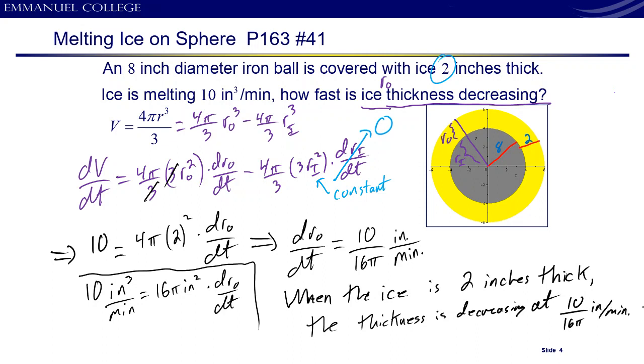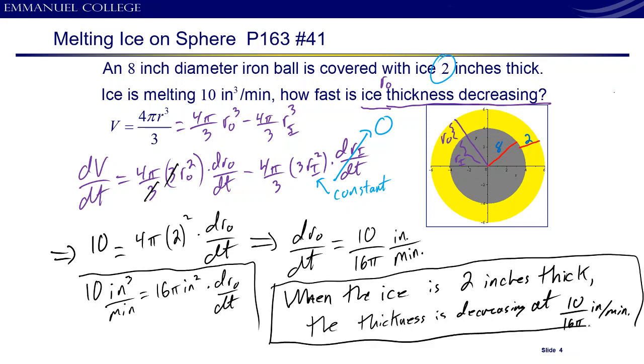All right, so this is probably the best way to answer it. When the ice is 2 inches thick, the thickness is decreasing at 10 over 16 pi inches per minute. So, as a word problem, probably best to give a word answer. But this is how you would go about it.